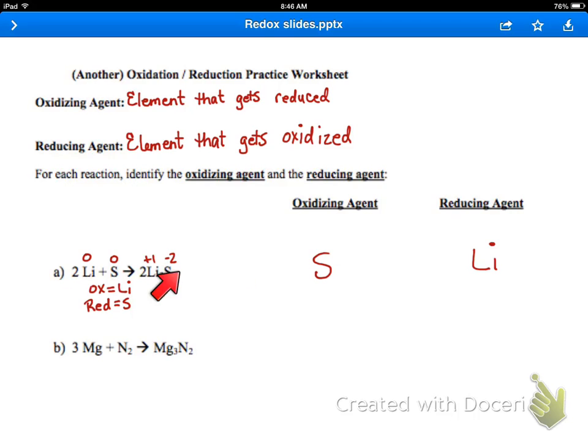Lithium gets oxidized, lithium is the reducing agent. Sulfur gets reduced, sulfur is the oxidizing agent. So again, for the rest of these, pause the video, go through, try to figure them out yourself, and then start it back up and see how you did.